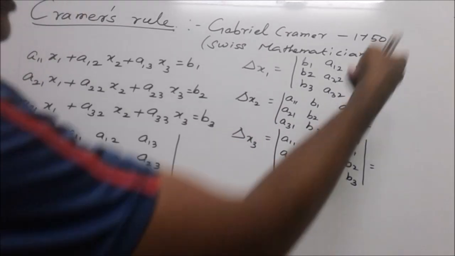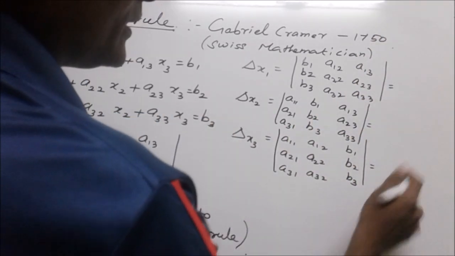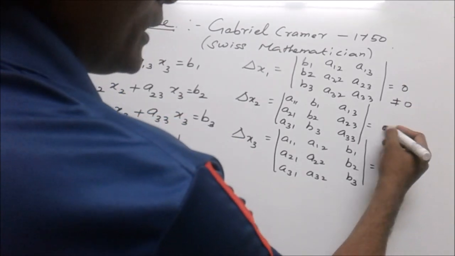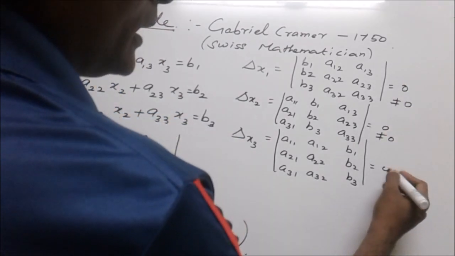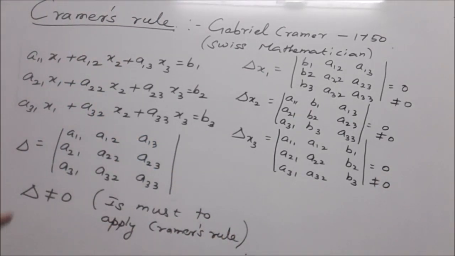Now we can find the values of the determinants delta x1, delta x2, delta x3. Whether these are equal to 0 or not, you need not worry about it. Delta should be non-zero; delta x1, delta x2, delta x3 may or may not be 0.